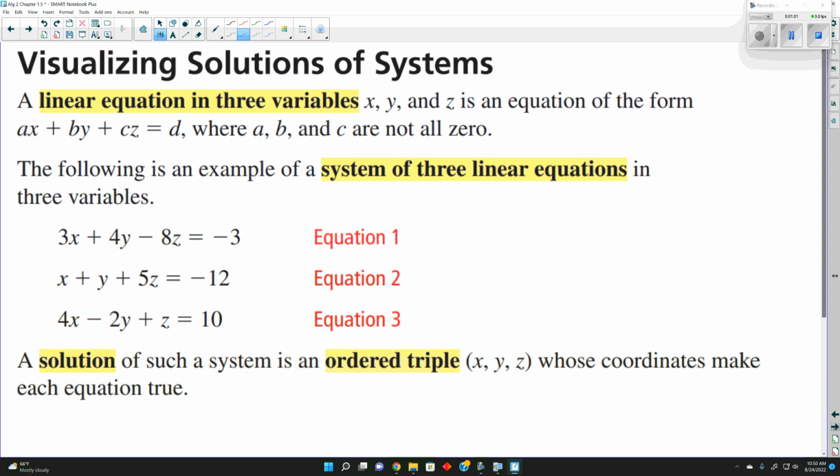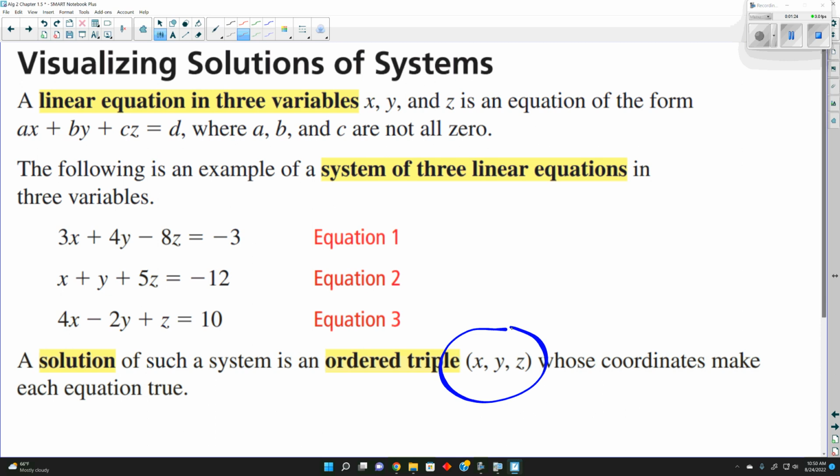Now, when we look at solving systems of equations with 3 variables, there's going to be a solution of the ordered triplet x, y, z, or a line or equation that works. So this here is an example of a system of 3 linear equations. So we're going to have 3 with 3 variables, and the goal is to find the solution for this here.